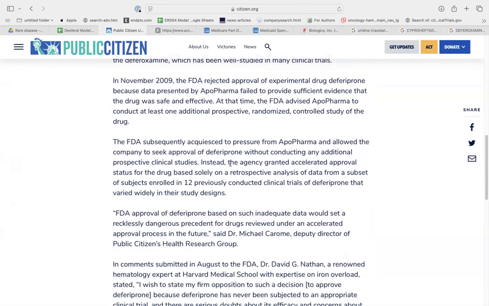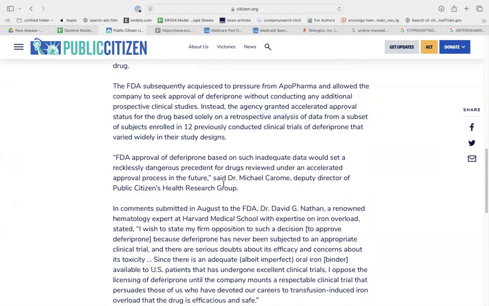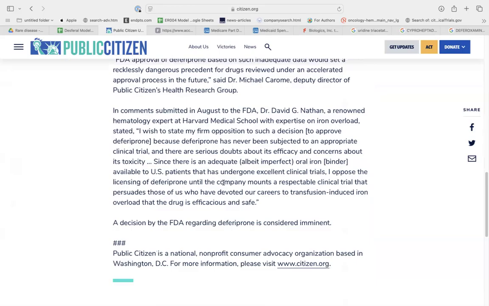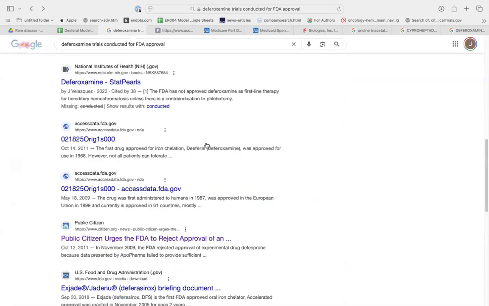Oh, would you look at that? The agency granted accelerated approval based on retrospective analysis of data from a subset of subjects previously enrolled. That's crazy. Amazing.